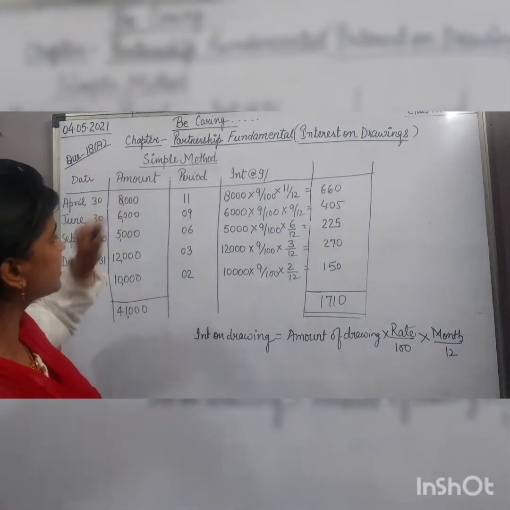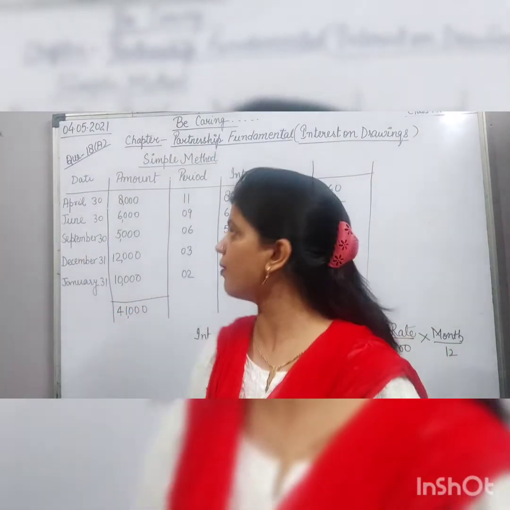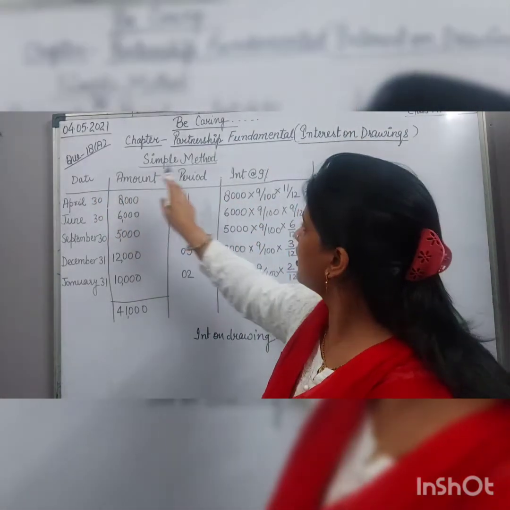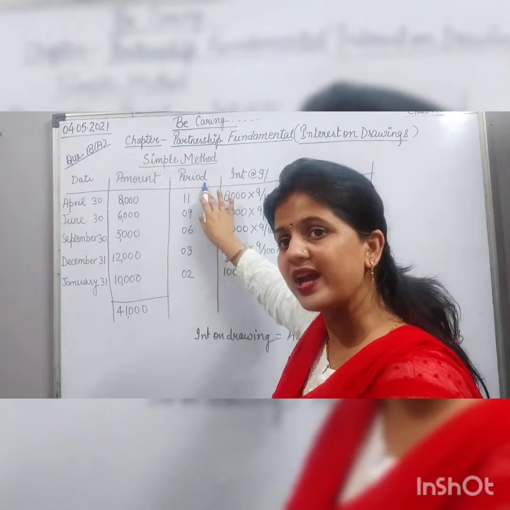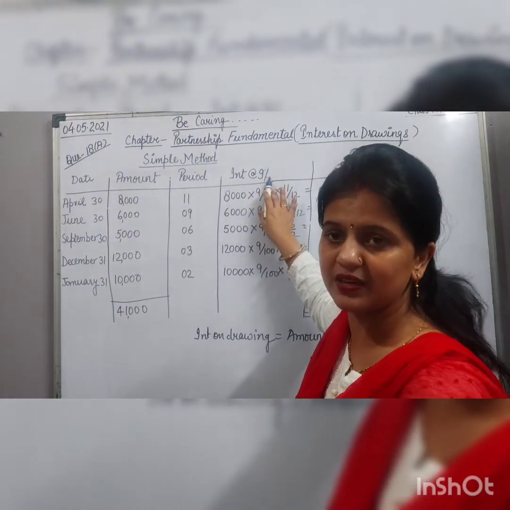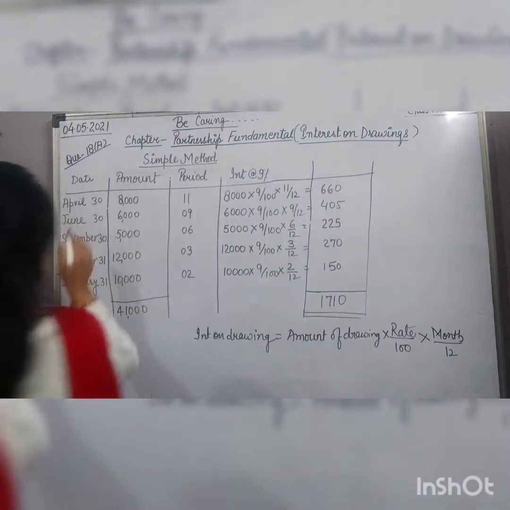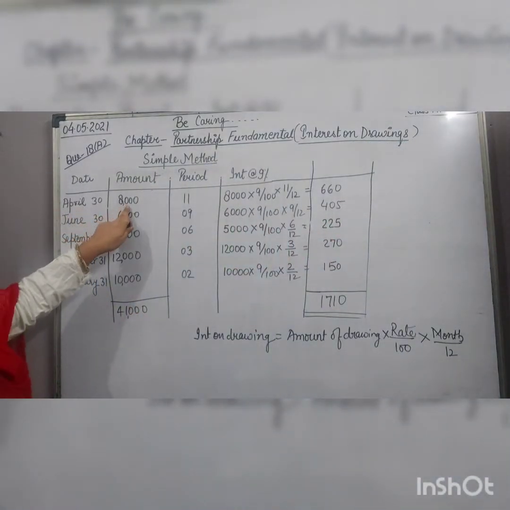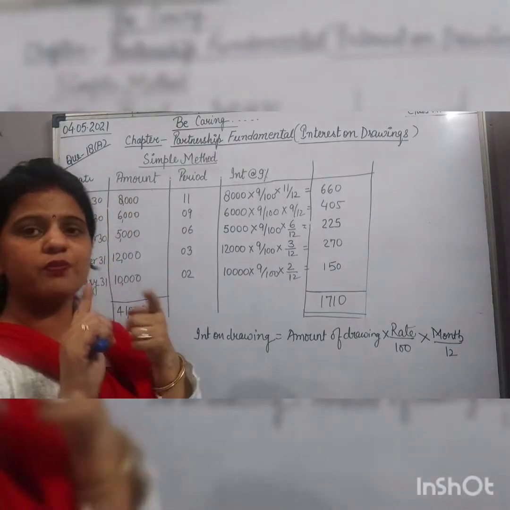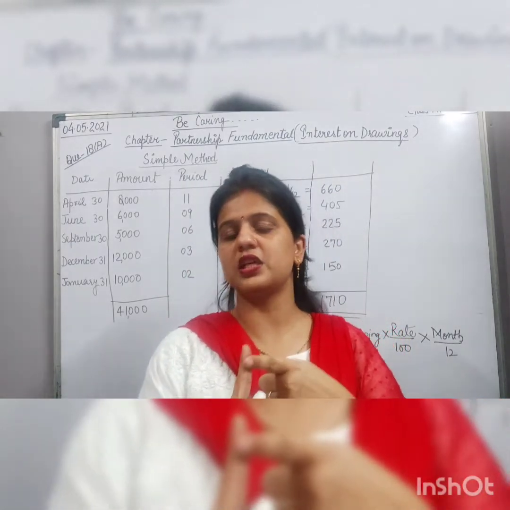So let's start. For 8,000, firstly we have to calculate the month. As we know the format, that format will be date, the amount which has been withdrawn, the period from when till the accounting period end, and interest at the rate that is given in the question, that is 9%. Okay, and then April 30 is given in the question and 8,000 amount is given. So from April 30, the drawing has been made. So April 30 to 31st March.